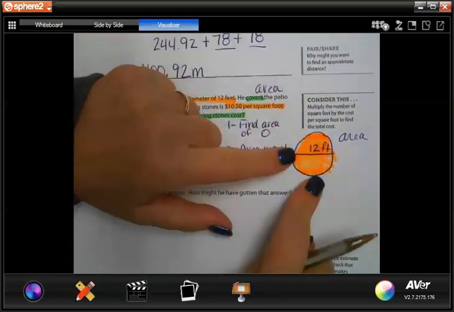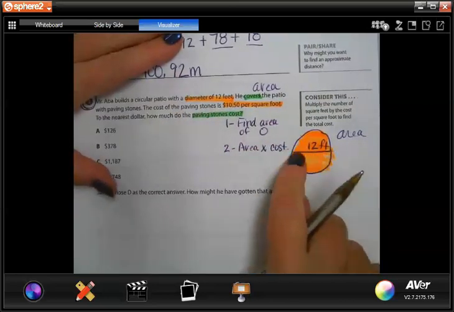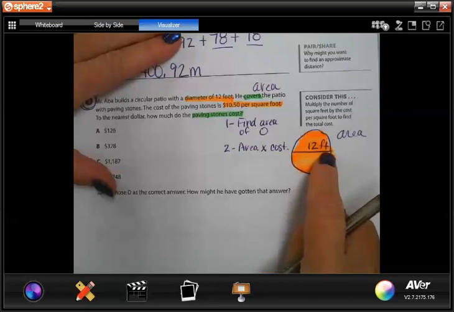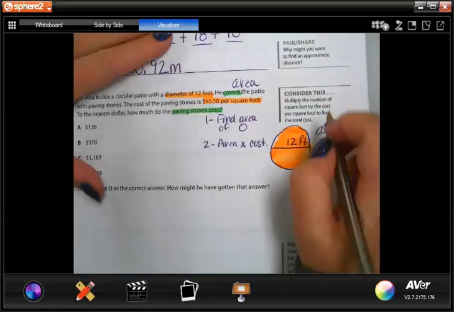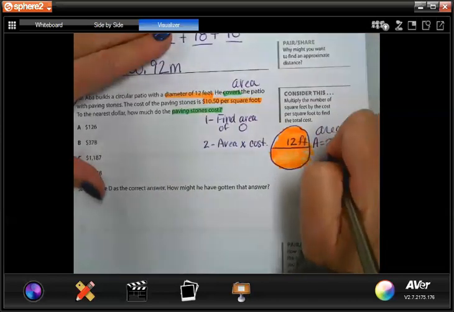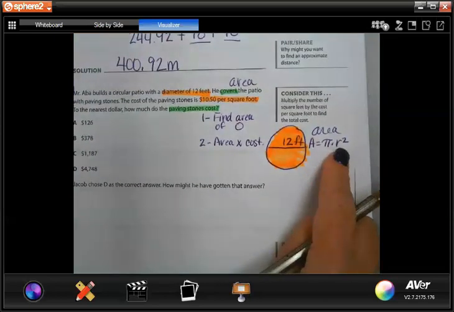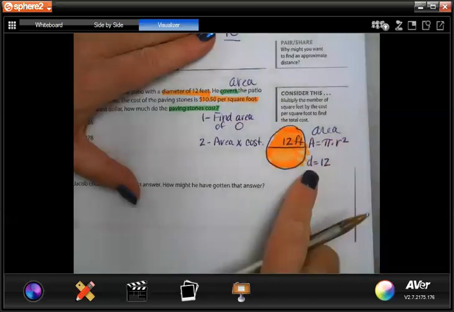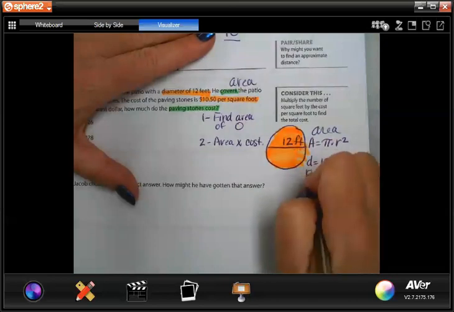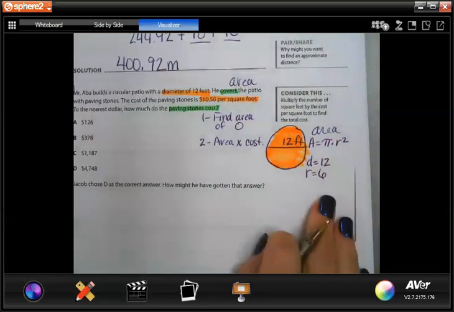So I drew it out first, right? So I know I have a circle that has a diameter of 12 feet. I, however, need to find the area. Area of a circle is pi times radius squared. This gives me the diameter of 12. I need the radius. So my radius would be half the diameter, or 6.